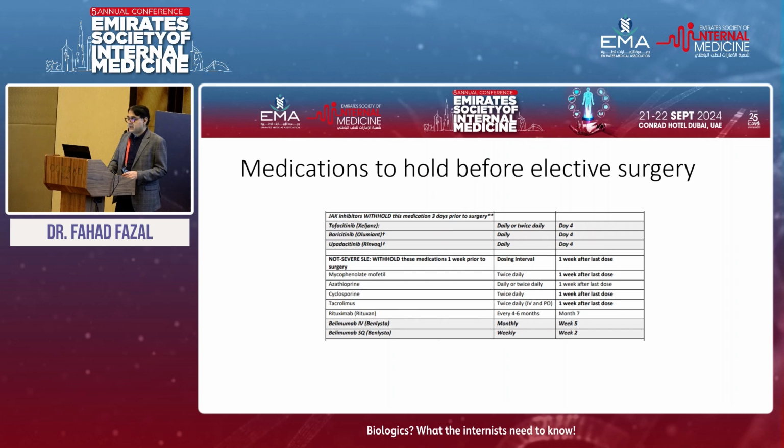What about the other conventional disease-modifying drugs? This table, especially the lower part of the table, is about lupus patients, because in lupus patients, some of them can be very sick. But if you have a patient who does not have severe lupus, you can stop their medication. For example, mycophenolate, which is given twice daily: you can stop the medication and surgery can be done 1 week after the last dose. And the same is true for other conventional DMARDs such as azathioprine and cyclosporine.